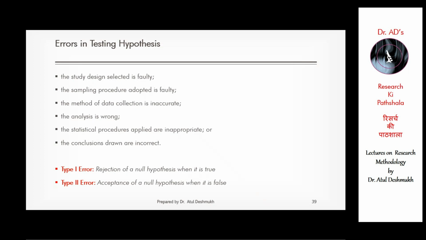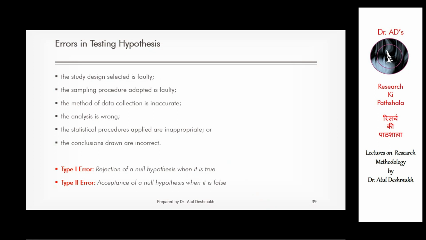Most of the time we fix it at 5% error. You can fix it at 1% also, or 5% also, or a maximum of up to 10% of type 1 error. Okay. So why do errors occur during testing your hypothesis?